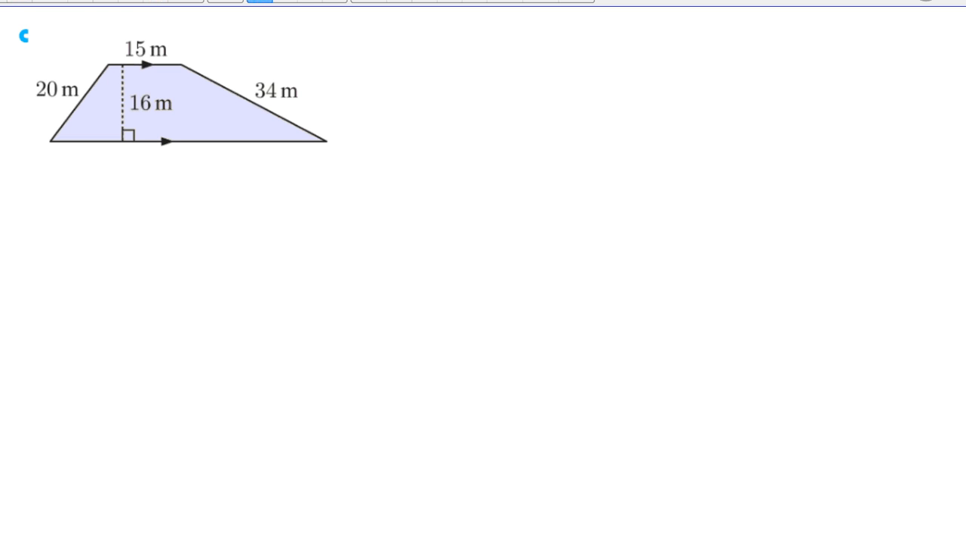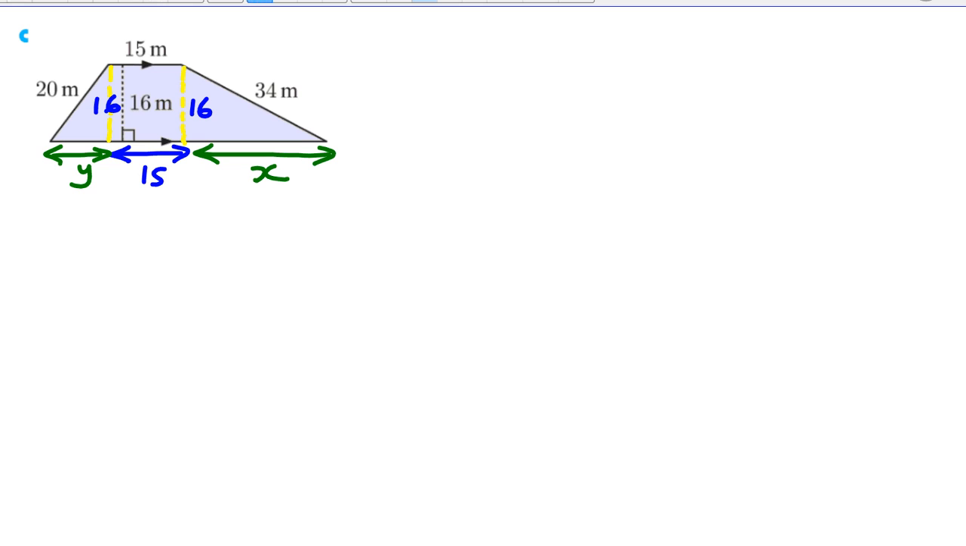Next, we'll look at the area of this shape. Now, this is a trapezium, but we have some missing lengths. Let me just drop a line here and drop a line there as well. Now, the length from here to here is 15. The length from here to here is unknown. The length from here to here is unknown. The height of this trapezium is 16, so that is 16, 16.